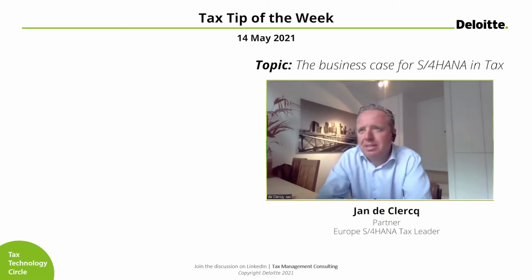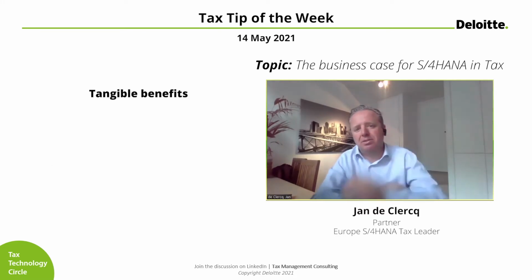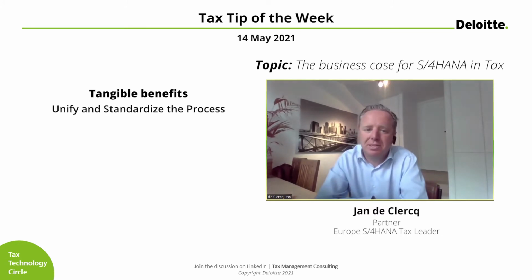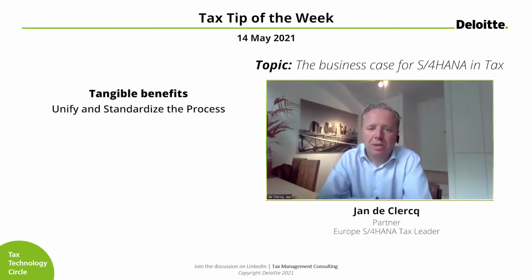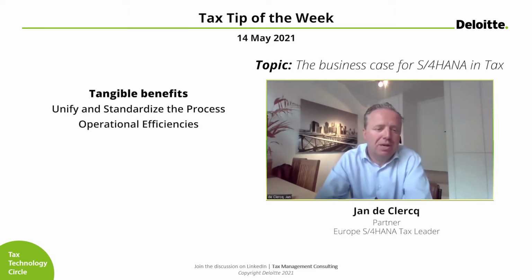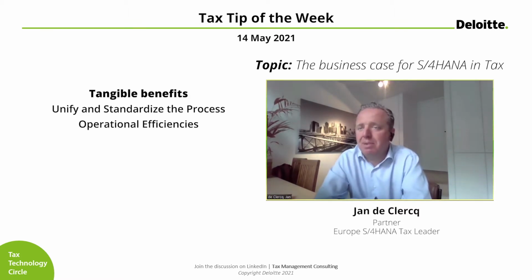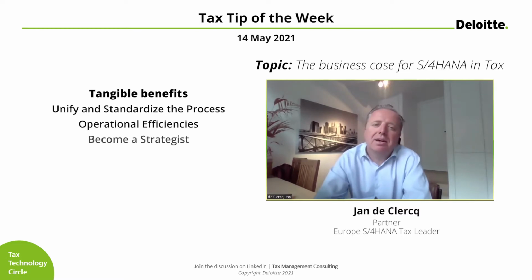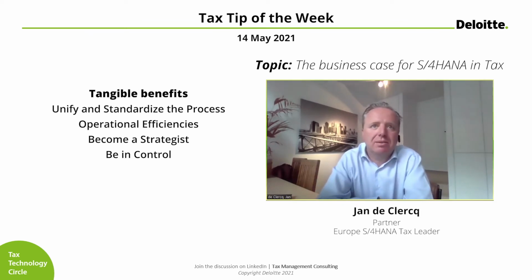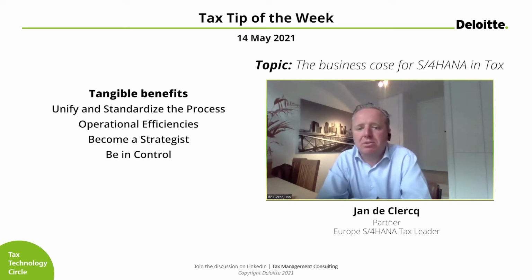So if you think about benefit case or business case, they're always built across different components. One of them is around unify and standardize the process. Because within S4, you got now new tax modules on the way, you can really standardize the process and avoid variations. Operational efficiencies. By automating certain requirements, like doing tax reporting, you can get rid of manual processes. Become a strategist. The enhanced analytic capabilities give you other insights, type of insights you didn't have before. Be in control, not only after an event, but while an event occurs. So real-time preventive controls you can build within this solution.